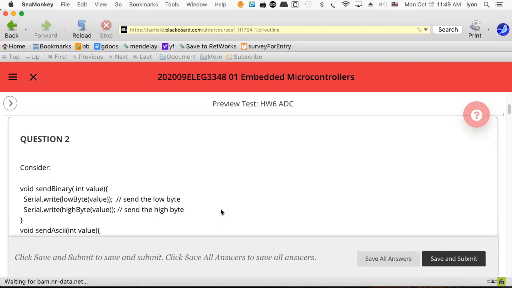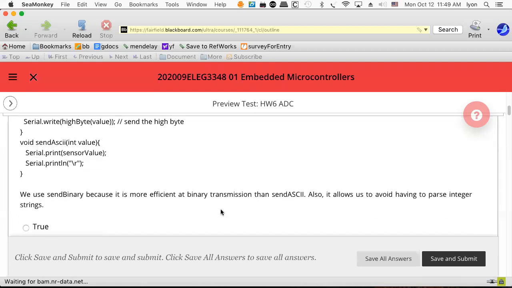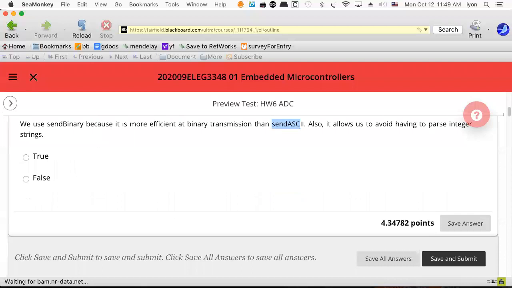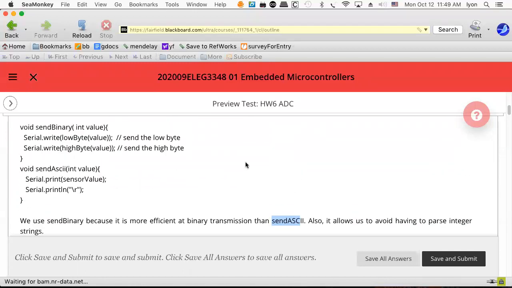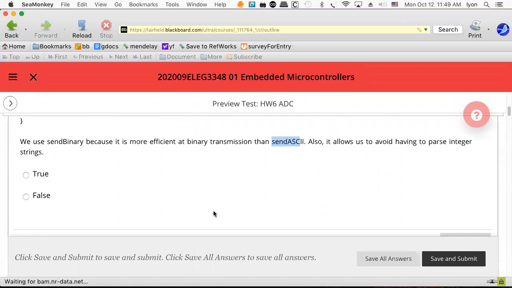You know that in the past, when we were doing plotting, we were always sending out a carriage return or else the plot wasn't going to work. But here we can send out binary, and perhaps it's more efficient than sending ASCII. If you send ASCII and you want the numbers, then you've got to parse every integer. That is the case. So you guys tell me, is it true or false? We use send binary because it's more efficient at binary transmission than send ASCII. Is that true?